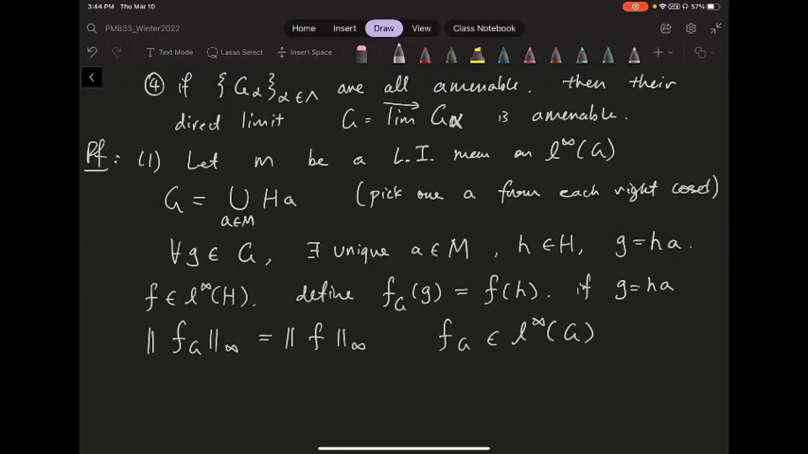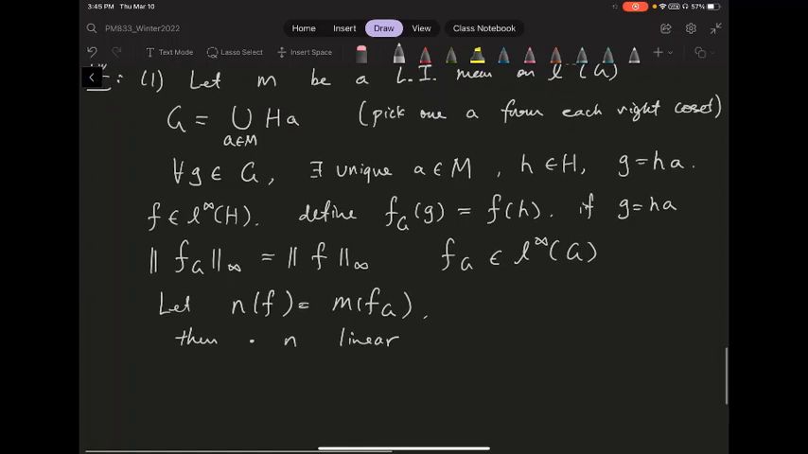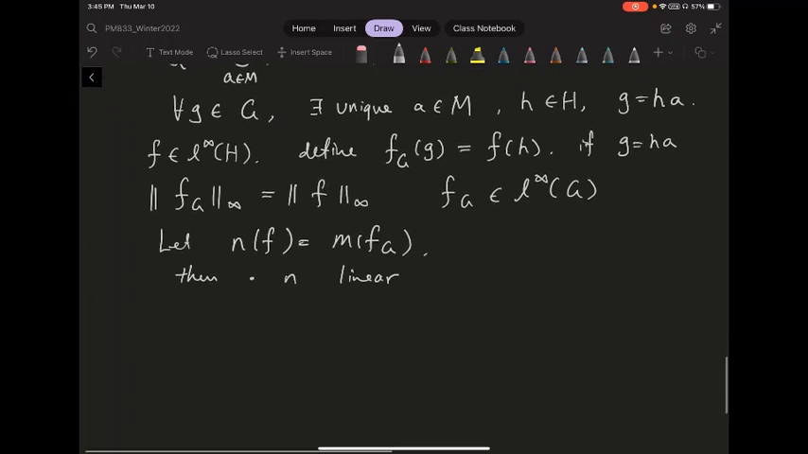And so, now you lift your function to the L infinity of G. Now you can apply the left invariant mean on the L infinity of G. So let's define n of this f to be the m of the Fg. Then clearly you have the following. So first of all, this n is going to be linear. That's fairly clear. This operation from f to Fg is linear, and m is linear.